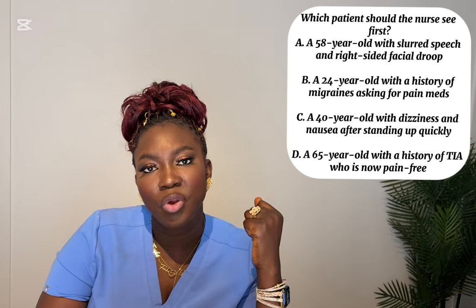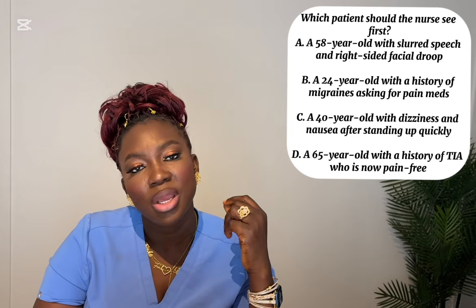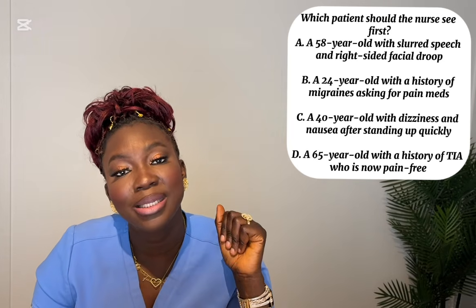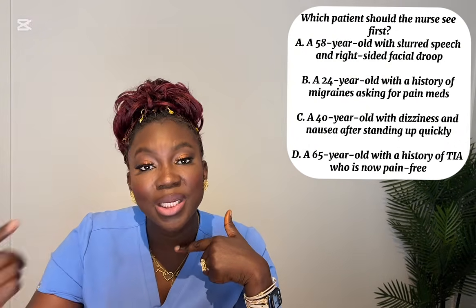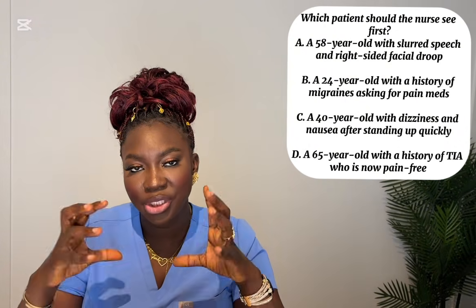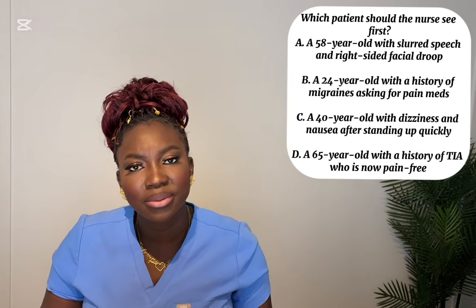Now, a 40-year-old with dizziness and nausea after standing up quickly. This is a sign of orthostatic hypotension, and you can tell them to sit back down. So it's not life-threatening. Changing position quickly, just like they said, standing up quickly, can cause orthostatic hypotension, and when your patient experiences this, just put them back to sitting or lying down.